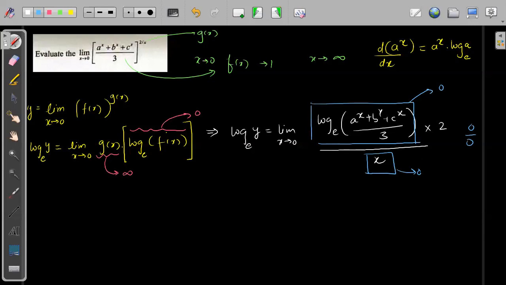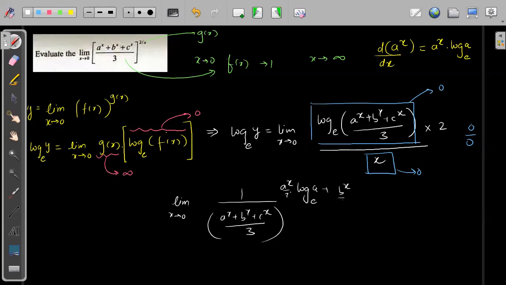I can differentiate numerator and denominator. So if I differentiate the numerator, this is limit of x tending to 0, differentiation of log x is 1 by (a^x + b^x + c^x)/3 into differentiation of (a^x + b^x + c^x)/3. So this is a^x by 3 into log a base e, plus second is b^x by 3 into log b base e, plus third is c^x by 3 into log c base e. Whole thing divided by x will become 1 into 2, right?